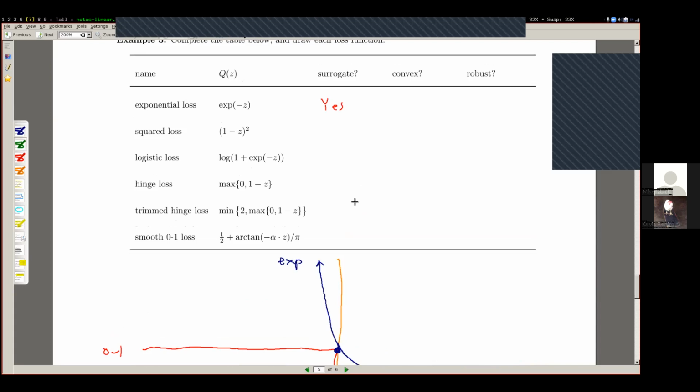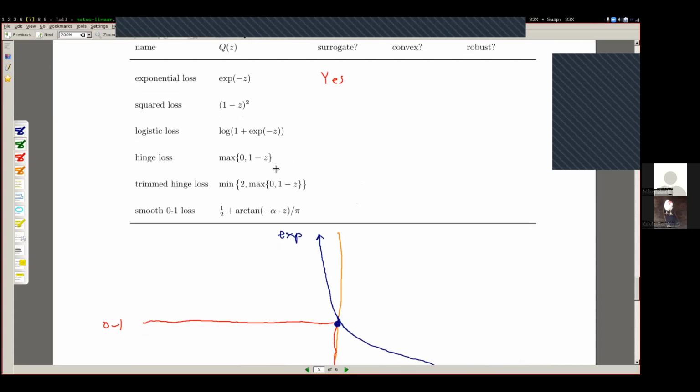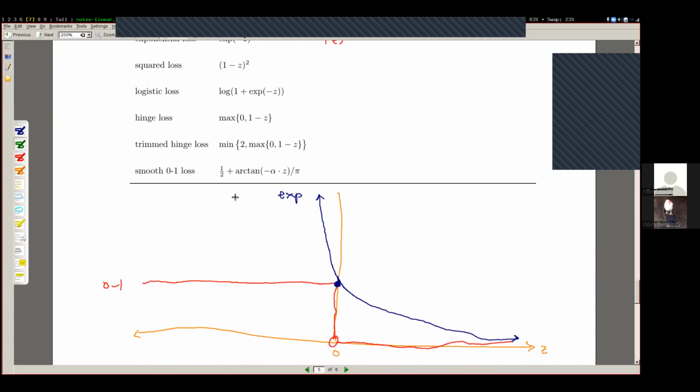Okay, let's do another example here. Let's skip down to the logistic loss, this one right here. If we plot the logistic loss, what it's going to look like is it'll be a straight line like this, intersecting the one right here, and then curving similarly to the exponential loss down to 0. This is the logistic loss in green.